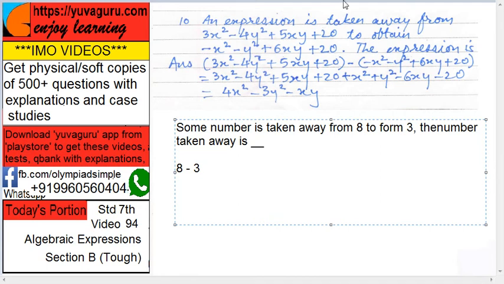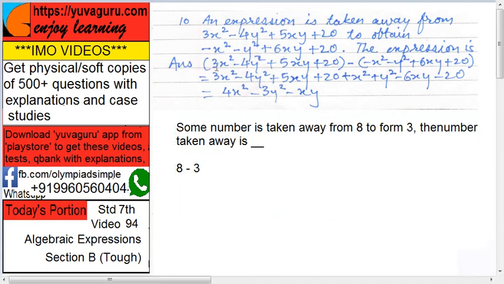So 8 minus 3, that is 3x square minus 4y square plus 5xy plus 20, minus this full, minus x square minus y square plus 6xy plus 20. Solve the bracket. As for the first bracket there is a plus sign outside, so same figures will come out with same signs. So up to 20 same. Now here there is a minus sign outside, so all the internal signs would change. This will become plus x square plus y square minus 6xy minus 20.